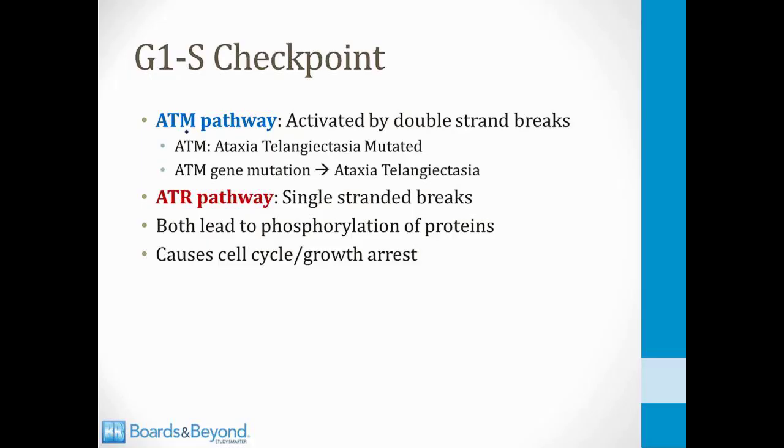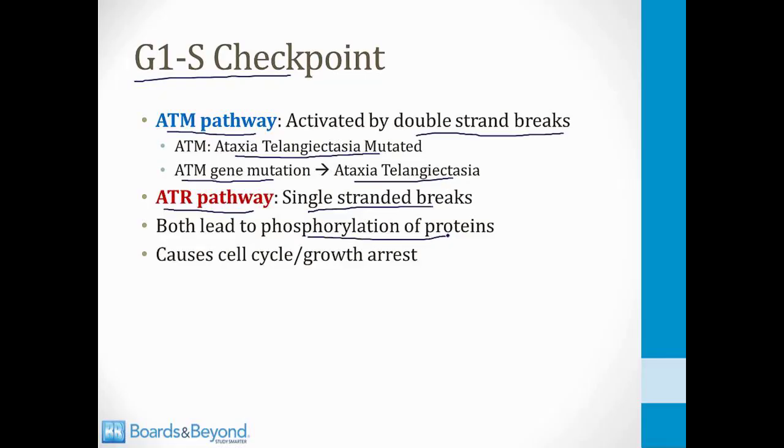There are two pathways by which a cell can become arrested at the G1 to S phase checkpoint if DNA damage has occurred. The first one is called the ATM pathway. This pathway is activated by double-stranded breaks in DNA. ATM stands for ataxia-telangiectasia mutated, and it gets this name because the ATM gene is mutated in the disorder ataxia-telangiectasia, which I discuss in the neurology section in the video on the cerebellum. The other pathway is called the ATR pathway. This pathway is activated by single-stranded breaks in DNA. Both pathways lead to phosphorylation of proteins, and via phosphorylation of proteins, both pathways can cause cell cycle and growth arrest if there is DNA damage in the G1 phase.